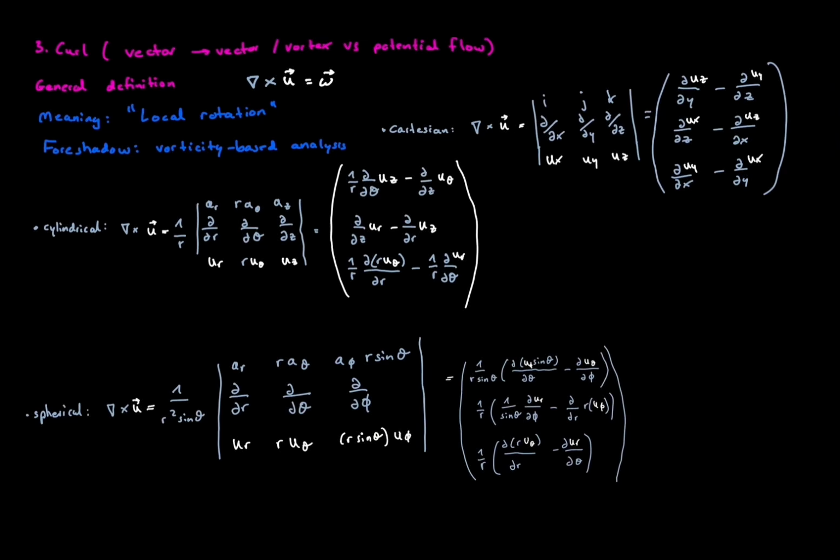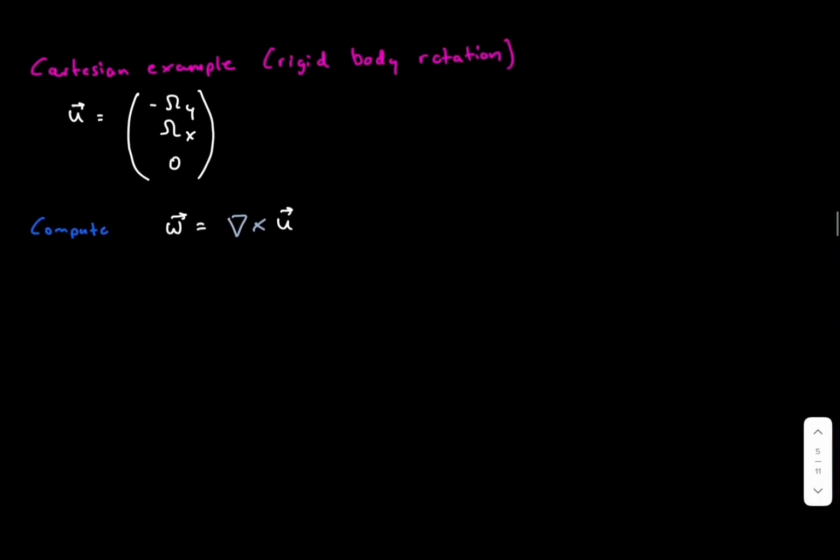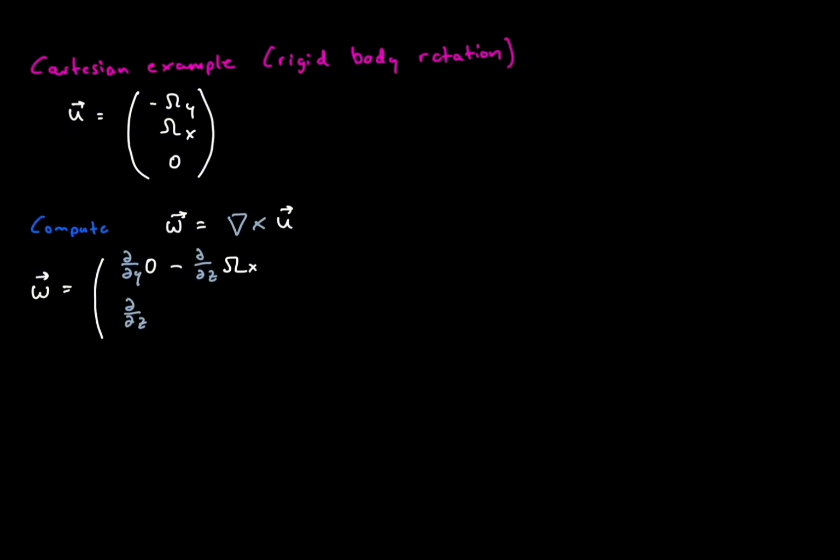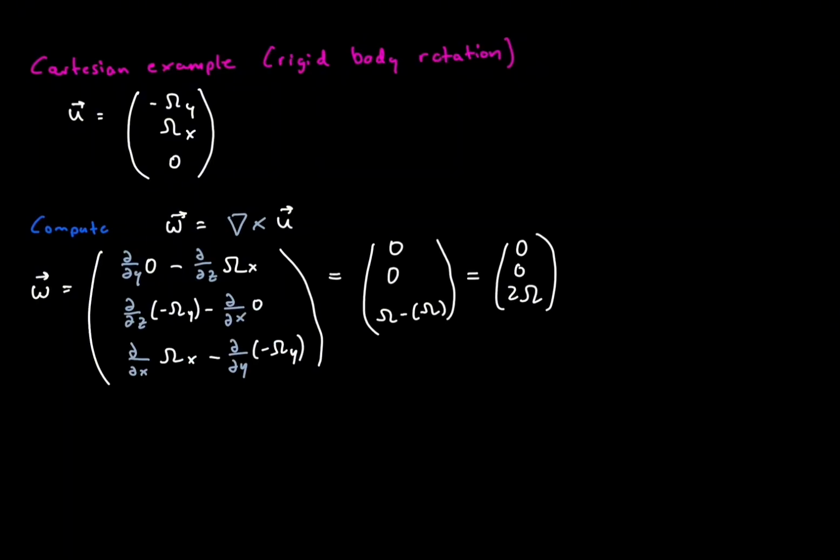Now curl, also called vorticity. Curl measures local rotation. In Cartesian coordinates, let velocity equal minus omega y in x and plus omega x in y. Compute the derivatives carefully. The only non-zero contribution produces 2 omega in the z direction. Rigid body rotation has vorticity equal to twice the angular velocity.